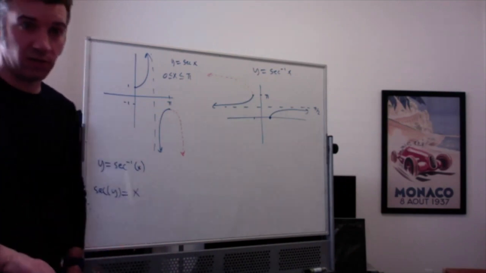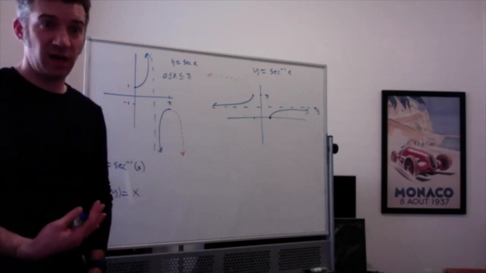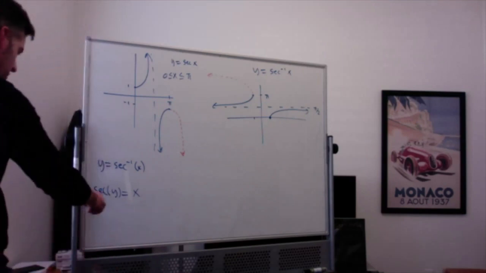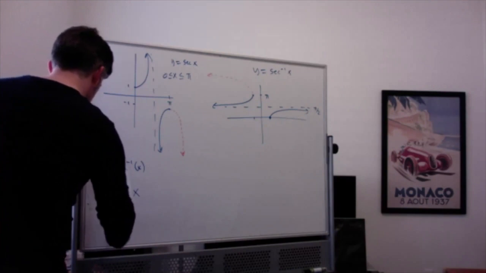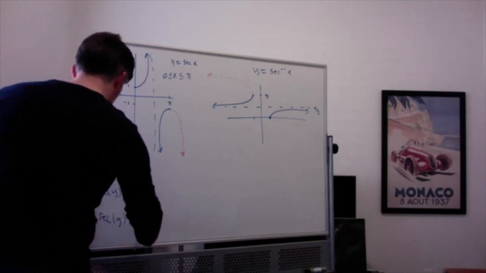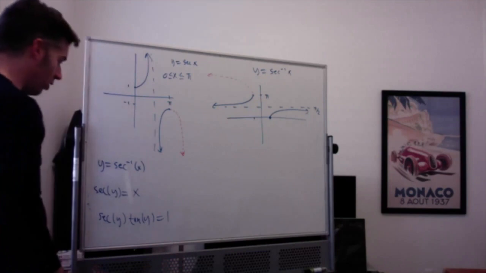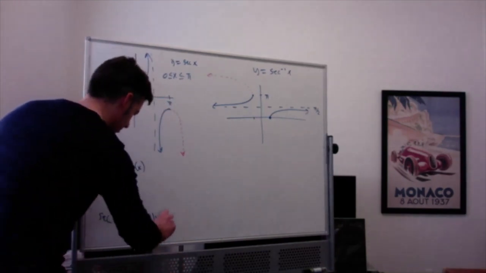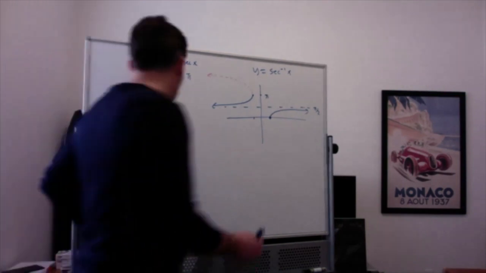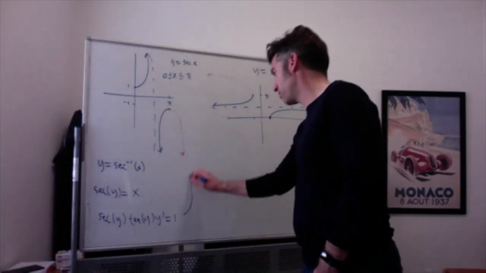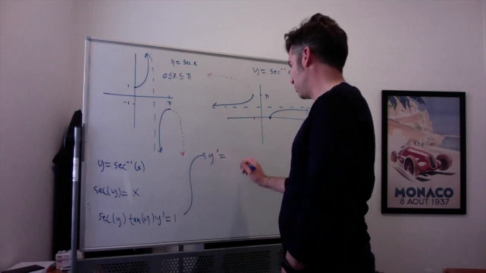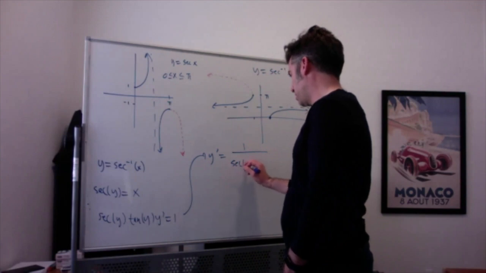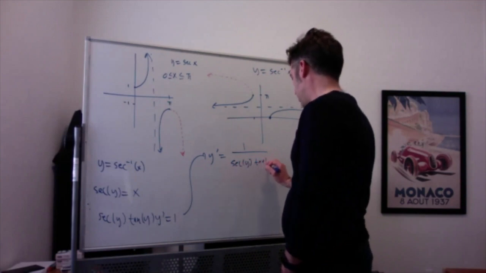And then we're going to differentiate both sides. The derivative of secant of some stuff is secant of the stuff times tangent of the stuff times the derivative of the stuff. So the derivative here is going to be secant of y times tangent of y times y prime equal to 1. Oh, I forgot the y prime. So then I'm going to solve for y prime. y prime is equal to 1 over secant of y times tangent of y.